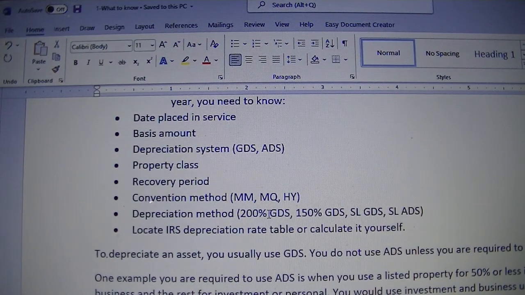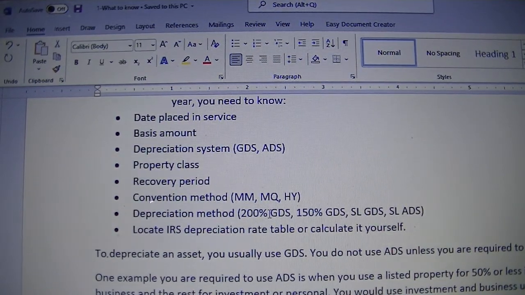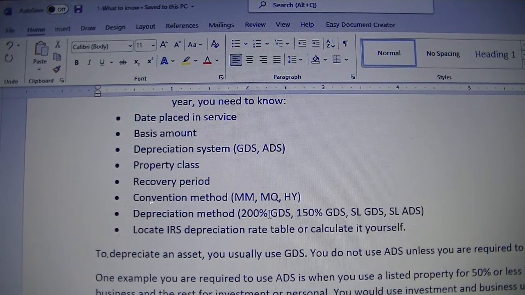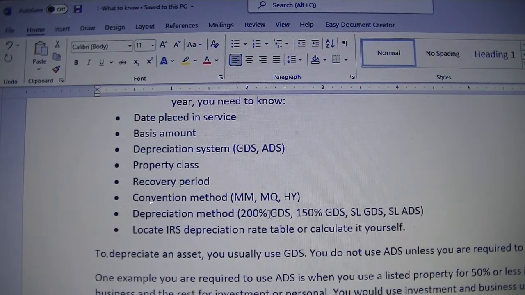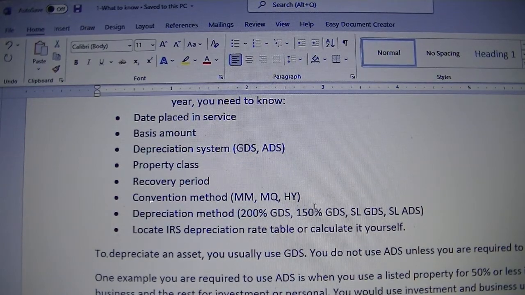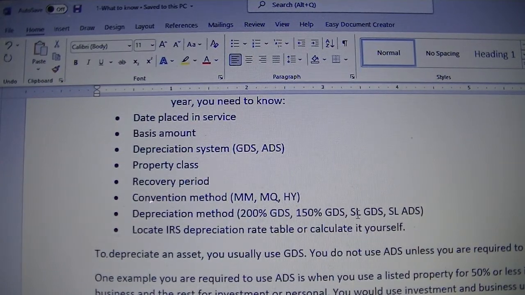So 200% will give you a higher deduction at the beginning of the depreciation period, and then it will slow down toward the end. Same thing for 150%, it's just going to be a little bit lower than 200%. You are going to have a higher deduction for the first few years, and then that will slow down. Straight line is pretty much like taking the cost of the item and dividing it by the number of years it is going to be depreciated over, to take an equal amount of depreciation deduction a year.